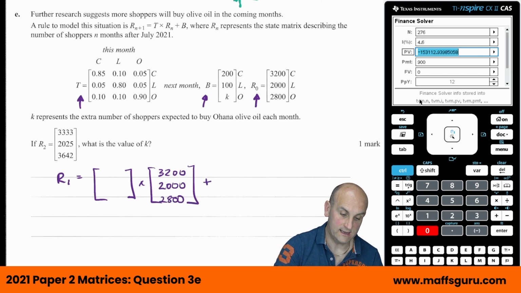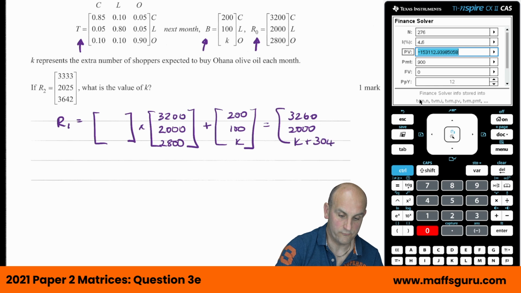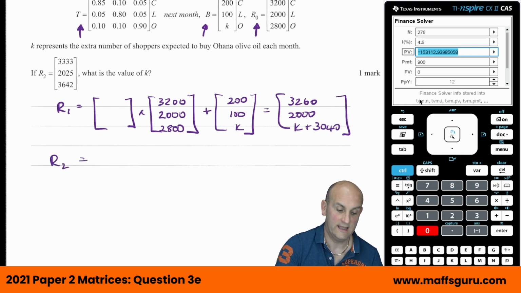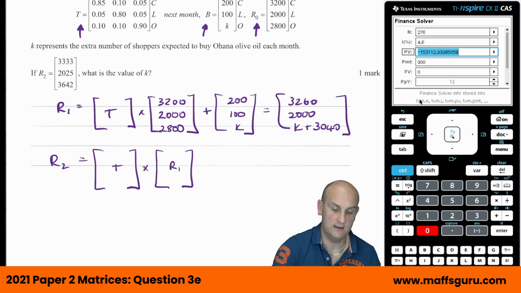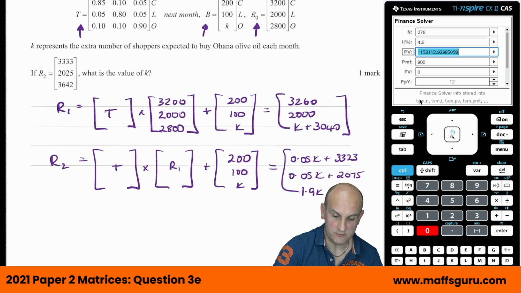2800, and I added 200, 100, and K. And when I spat that out of my calculator, I got exactly this, 2000 and k plus 3040. So that gave me R1. Then I said, well, let's work out the value of R2. Again, I took my transition matrix, multiplied it by the value of R1, which I already had on my screen, and again added on 200, 100, and k. And that came out with something fairly horrendous. It gave me 0.05k plus 3323, 0.05k plus 2075, I think my handwriting says, and 1.9k plus 3262.